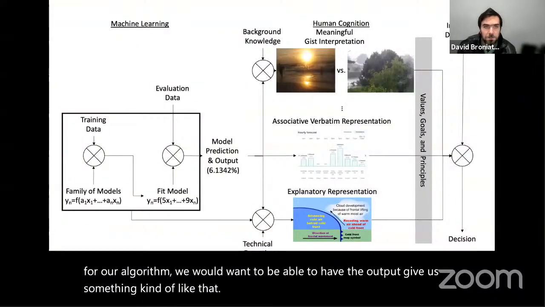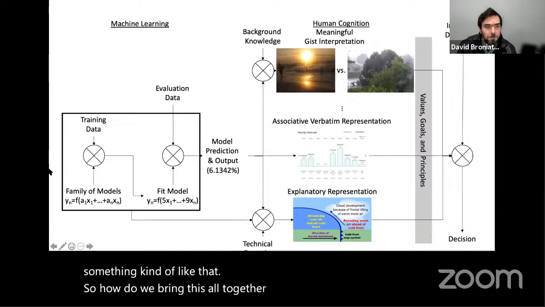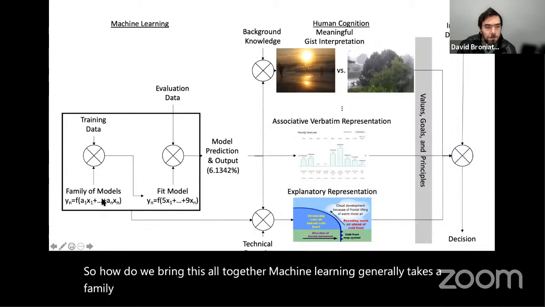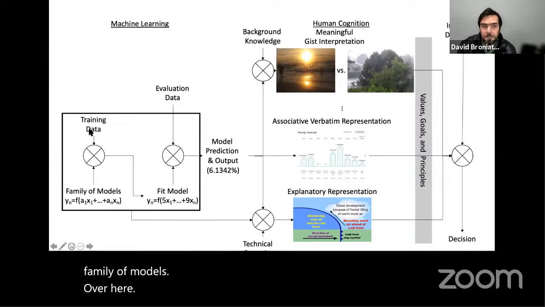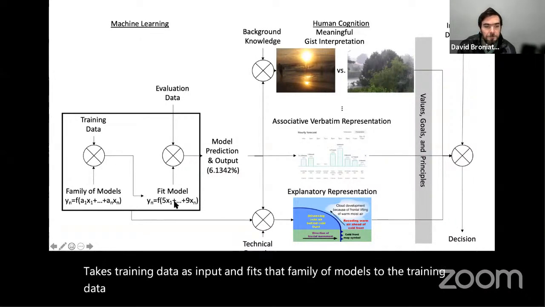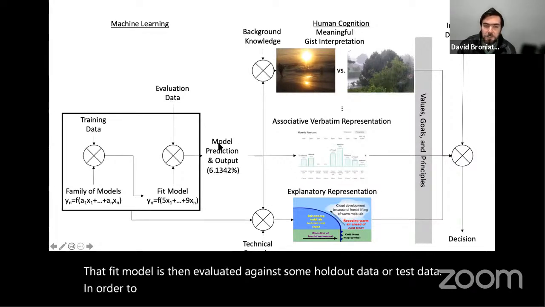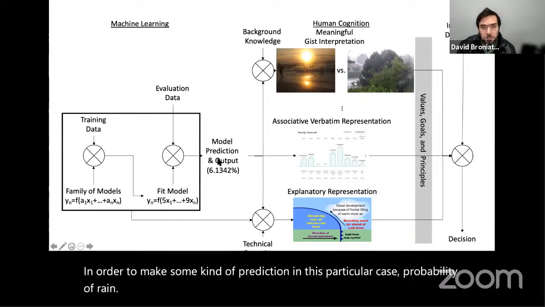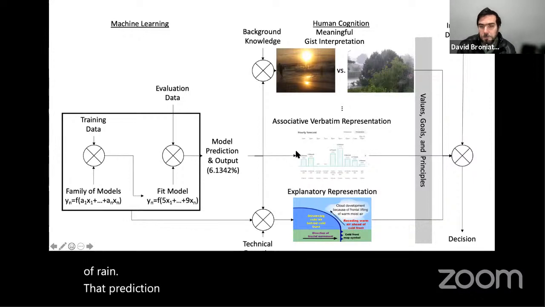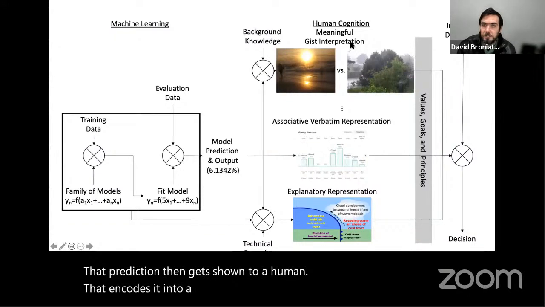So how do we bring this all together? Well, machine learning generally takes a family of models over here, takes training data as input, and fits that family of models to the training data to generate a single fit model. That fit model is then evaluated against some holdout data or test data in order to make some kind of prediction. In this particular case, probability of rain. That prediction then gets shown to a human that encodes it into a verbatim representation and a gist representation.